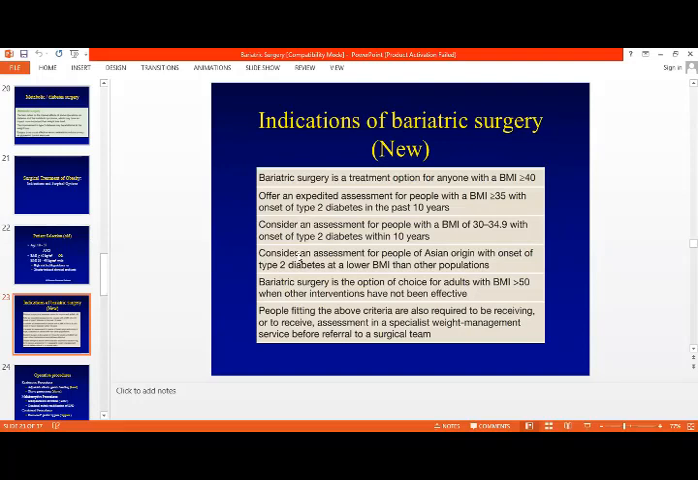So if you see for us, for type 2 diabetes, a BMI of more than 25 or around 30 can also be assessed for bariatric surgery. If more than 30 to 35 with type 2 diabetes, it is also a candidate. You can assess it. If it is more than 35, definitely you should quickly or urgently assess this patient. More than 40 is definitely a treatment option. More than 50, it is the treatment of choice. So these are the modified or new indications, which are quite different from the old ones.